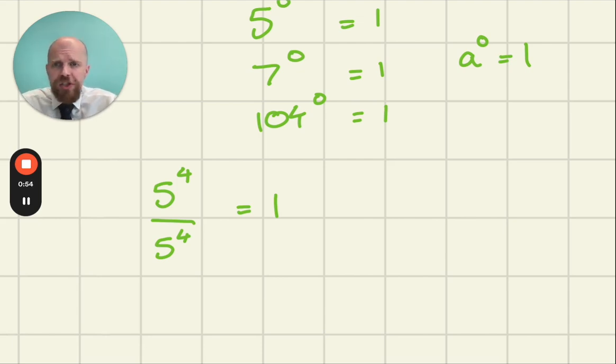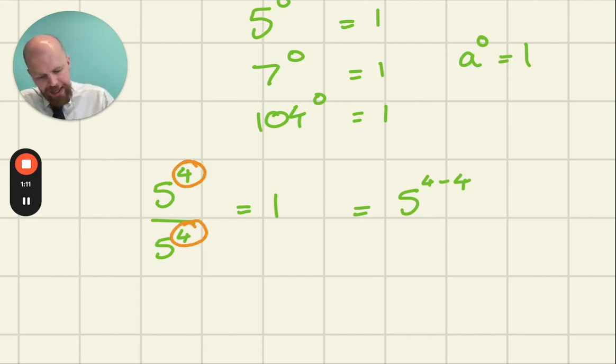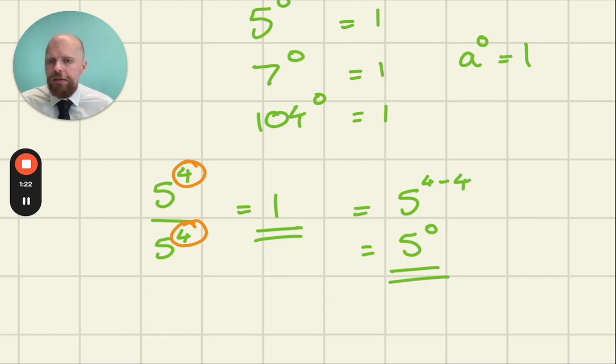Thinking about your division laws, if you raise something to a power and then divide it by something to the power, you can subtract the powers as long as the base is the same. So this would be equal to 5 to the power 4 minus 4. I can just subtract the two powers together. 5 to the power 4 minus 4 is the same as 5 to the power 0, because 4 take away 4 is 0. And therefore we found that 5 to the power 0 is 1. The same logic applies for any number at all. Anything to the power 0 is 1.